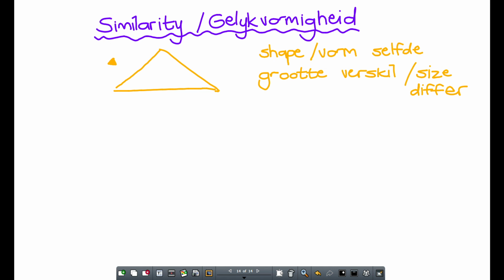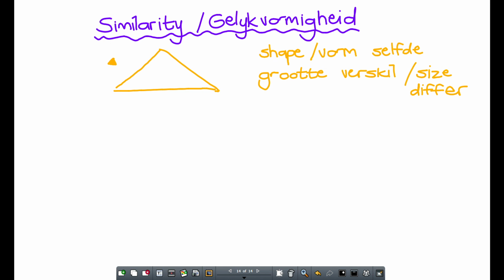Omdat dit dieselfde driehoek is, dis so goed soos jy vat jou foon en jy zoom in of jy zoom uit. Nee, dis dieselfde driehoek. So, ek gebruik daai selfde driehoek en ek maak hom sê maar 3 keer kleiner. Of ek maak hom 3 keer groter. Verstaan julle? So sy sye se lengtes kan nooit dieselfde wees nie, maar sy sye kan wel in proporsie teenoor mekaar wees. Nee. The sides can be proportional to each other.